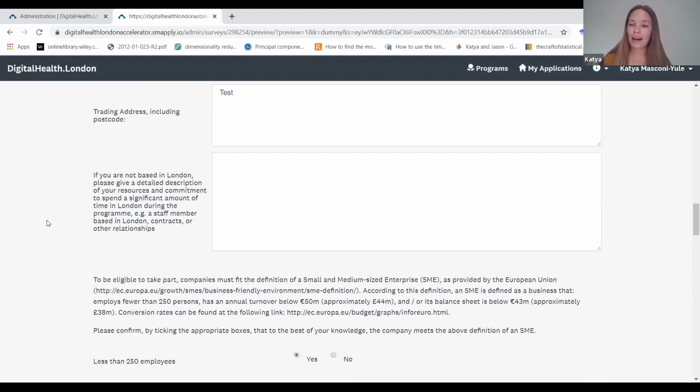We want to understand how many staff members you might have based in London, how many pilots and contracts you might have, and where those might be with NHS and health and care organisations, as well as any other relationships, including investors based in London or contracts you might have with private healthcare organisations.